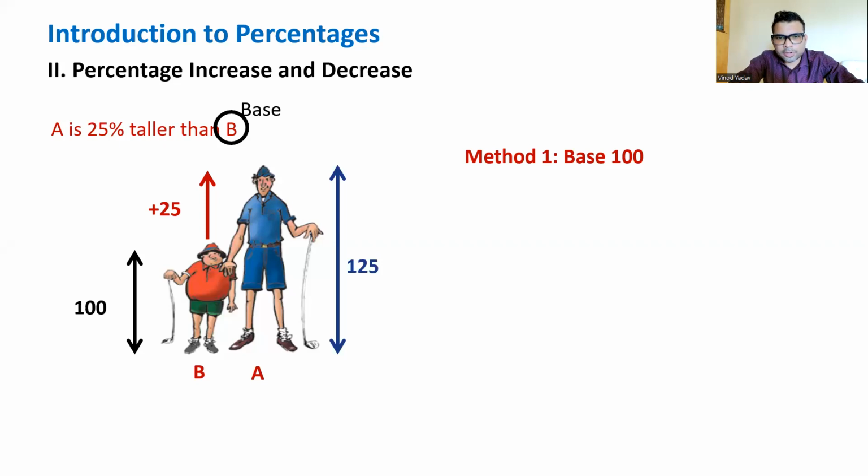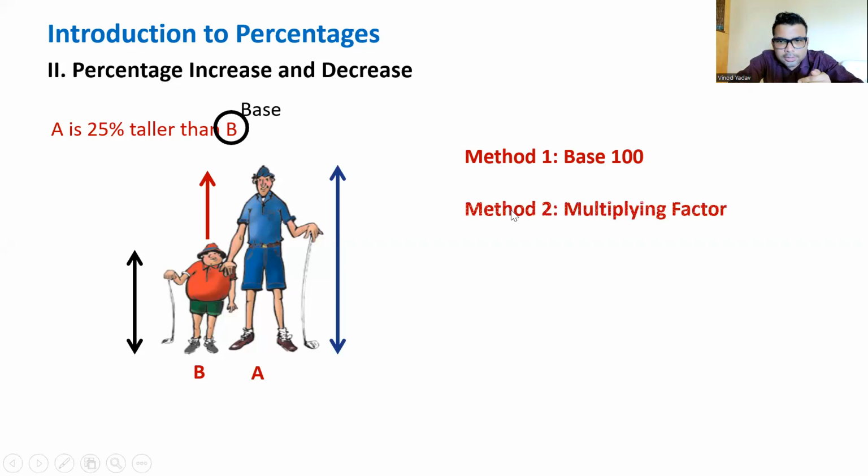So base 100 was comfortable, right, friends? You can also look at it in terms of a multiplying factor. If I take B as whatever number, A is 1.25 times B. So whatever B is, plus 25% of B, right? So B plus 25 by 100 into B, B plus 0.25 into B. B common, 1 plus 0.25, so 1.25 times. So 25% higher can also be called 1.25 times.